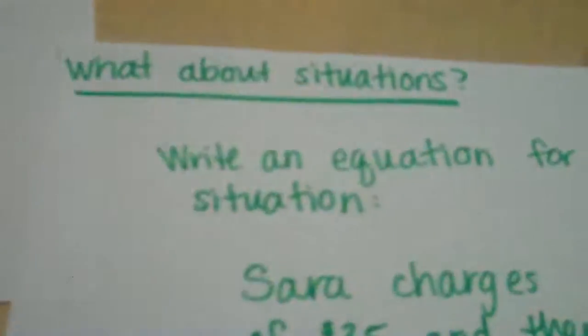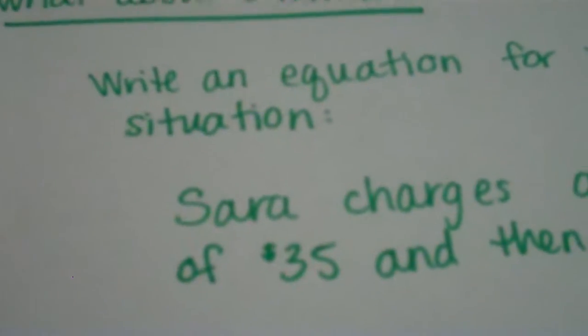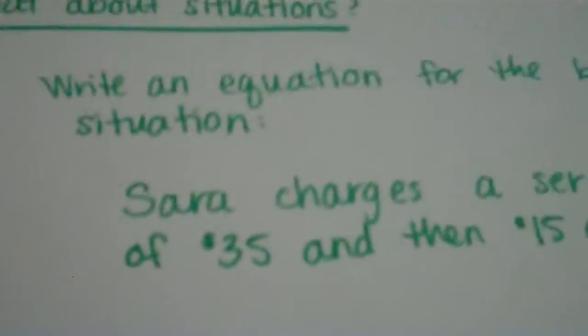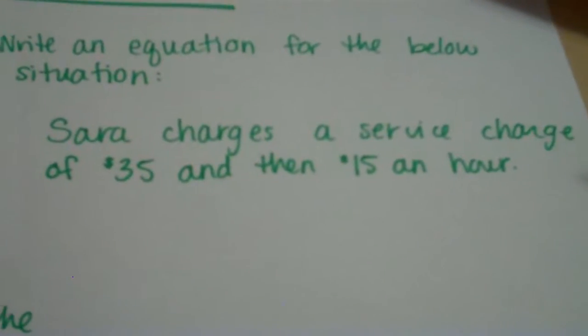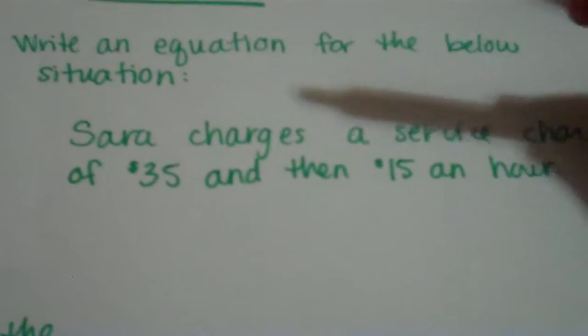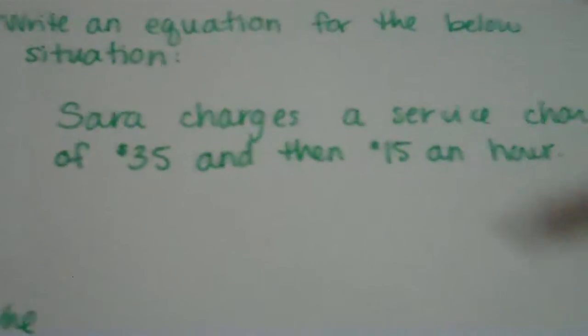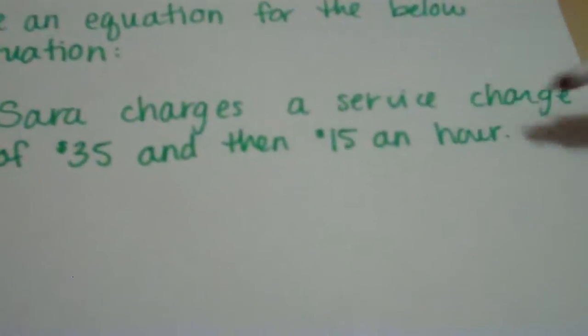And this is about word situations. We've done this before, but we're going to add one more thing to it that you should know, because you're going to see it later in algebra. This says, write an equation for the below situation. I do want you to write that. You don't necessarily have to write it word for word, but I do need you to write this.